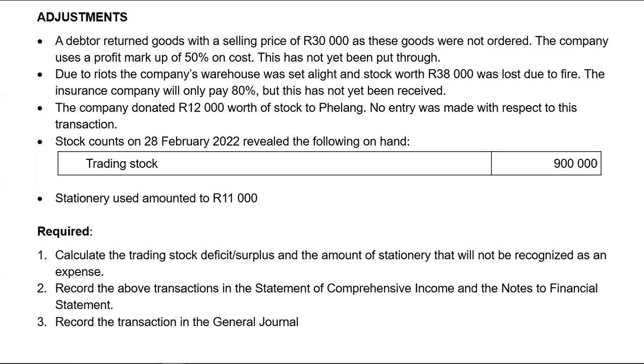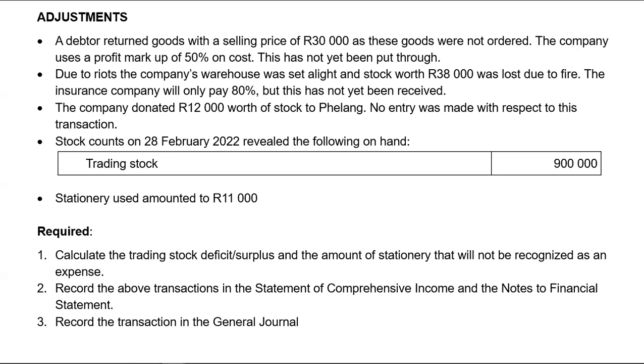The first adjustment says a debtor returned goods with a selling price of 30,000 as these goods were not ordered. The company uses a markup of 50% of cost. This has not yet been put through. What you need to do is take that 30,000 and record it in the general journal, because this refers to debtors allowances. Your option is to record this in the debtors allowances journal, but if it has been closed already and the totals calculated, you should record this transaction in the general journal.